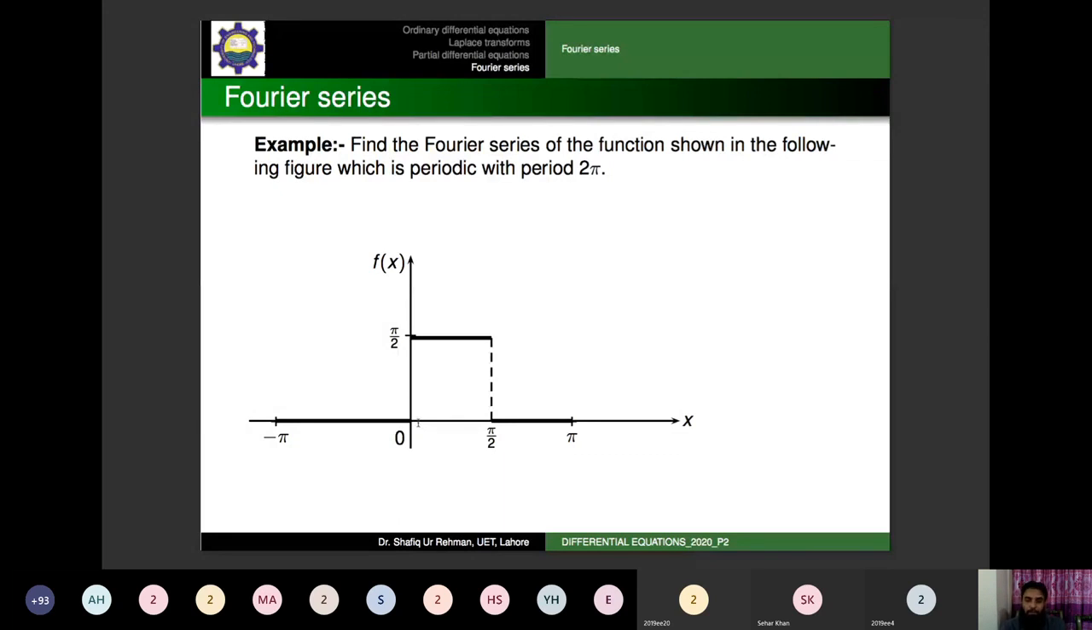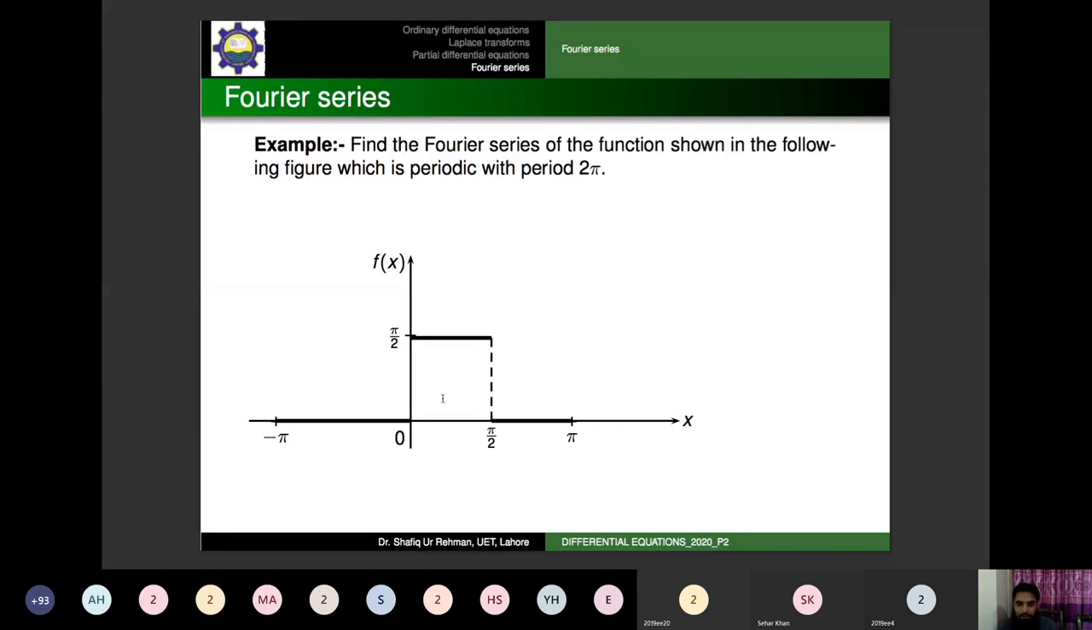So what is the mathematical formulation? f of x has got three pieces in this case. f of x would be 0 when x is greater than minus pi and less than 0. So this is the first part of the domain. And then f of x is equal to pi by 2 when x is greater than 0 and less than pi by 2. And then again, f of x is 0 when x is greater than pi by 2 but less than pi. So this is how we will write it down in mathematical formulation.